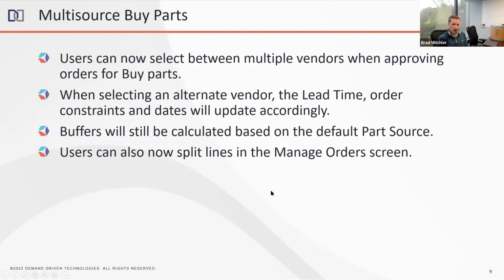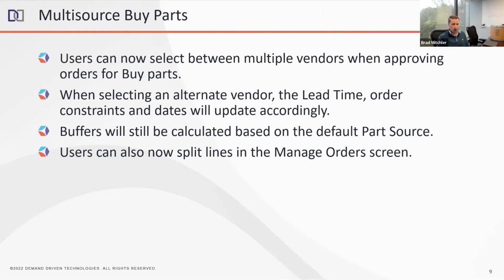Multi-source buy parts, really neat new functionality that is long sought after for many of our clients, where previously you had to define a default vendor for buy parts, and you could only send pending orders back to your ERP system from that one source. Now you have the ability to set up any number of alternate sources for purchase parts. I'll show you just in a moment the screenshot, but you can select an alternate vendor with a new lead time, different order constraints, and ultimately we will calculate the dates accordingly based on those new pieces of data.